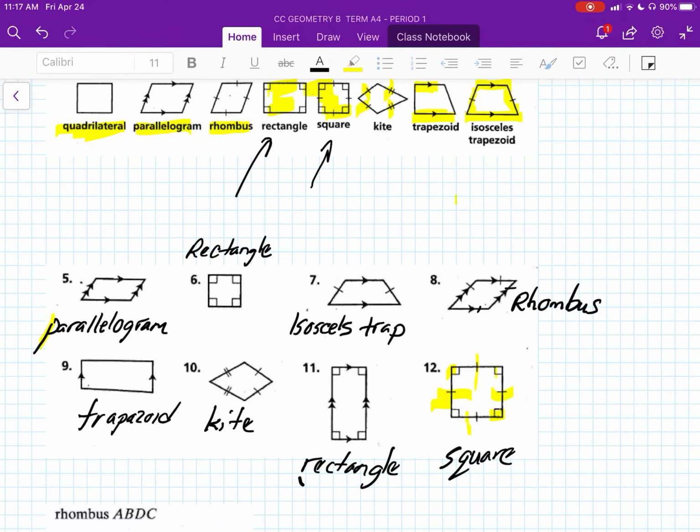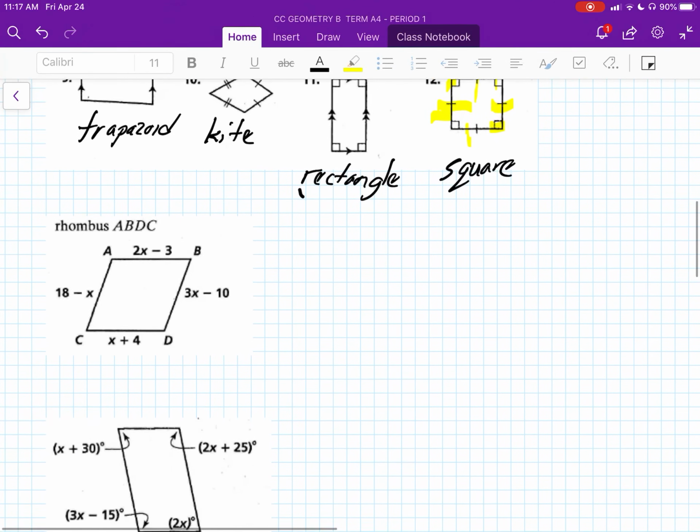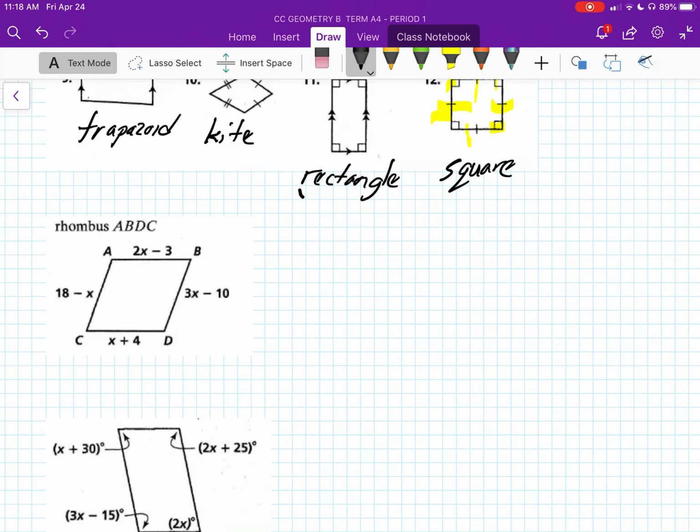So let's go down and look at some qualities of the rhombus. One of the nice things about a rhombus is all the sides are equal. It's like a square. So if we have some algebra here, and they're asking us to solve for x, we can set up any 2 of these expressions to solve for x. So I'm going to choose the easiest ones. I'm going to do the top and the bottom. So I'm going to say 2x minus 3 equals x plus 4.